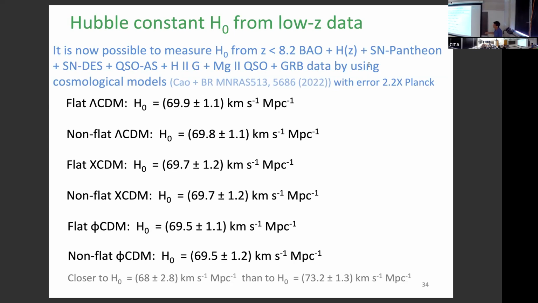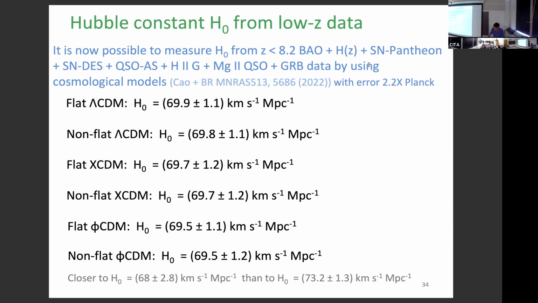And a reasonable summary is 69.7 plus or minus 1.2, which is more consistent with the 2011 median statistics value than the Cepheids and supernovae, which is now 73.04 plus or minus 1.04. It's almost right on the tip of the red giant branch number, the most recent one from Wendy Friedman's group, which is 69.7 plus or minus 1.7.